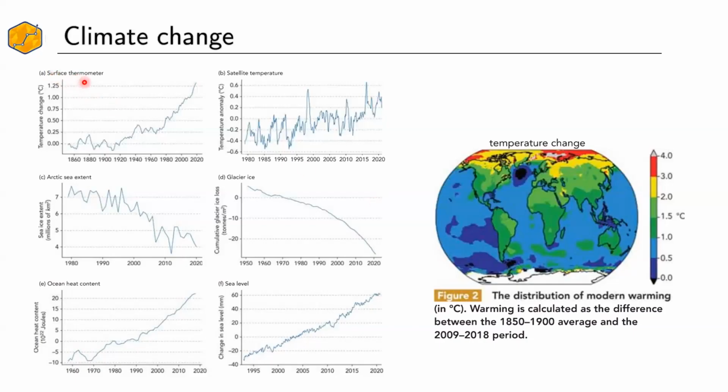A surface thermometer is the thermometer that you use on Earth's surface to measure the temperature directly from the surface. And a satellite can also use thermal vision to detect the temperature. The whole idea is that we are using different instruments to ensure that we are not relying on a single instrument, because it could be erroneous. So this is how the climate has changed. This is where we stand today.